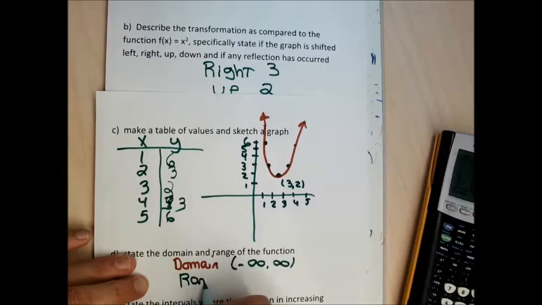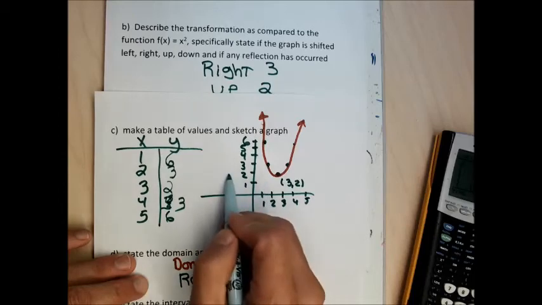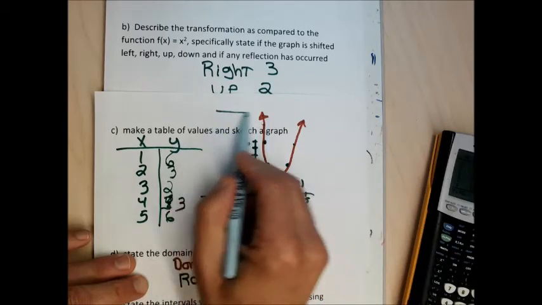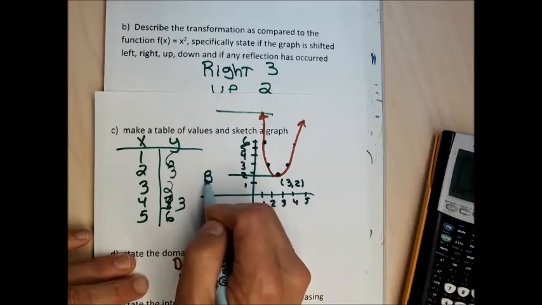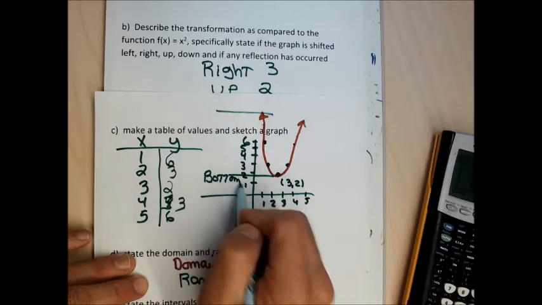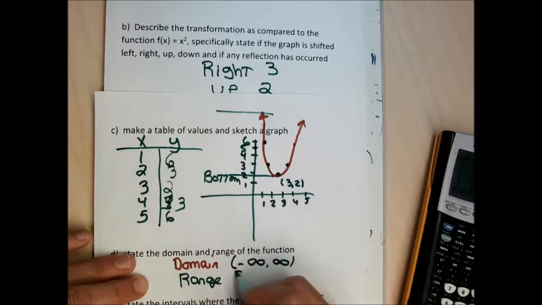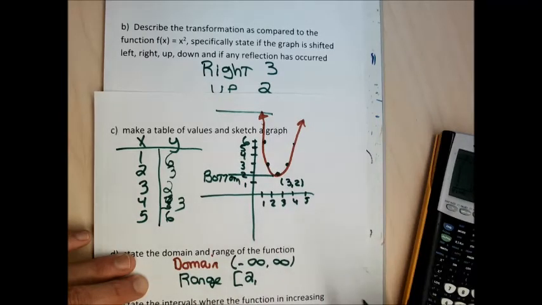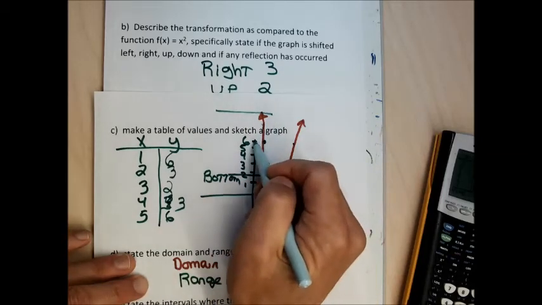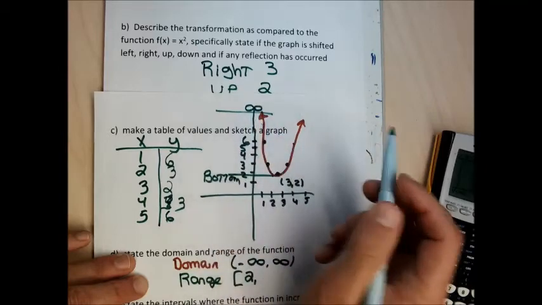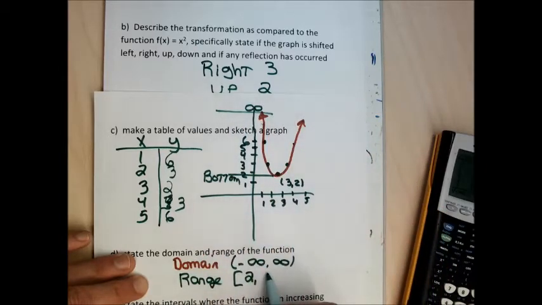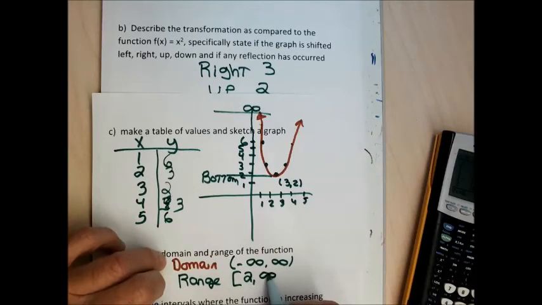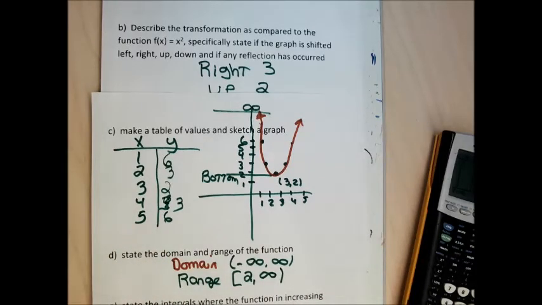For the range, for this graph, I need to find the bottom y and the top y. The bottom y is the y-coordinate of the vertex, which is positive 2. Because that's a point on the graph, I'm going to put a positive 2 with a square bracket on my answer to the range. This graph goes up to the top of the y-axis, and the y-coordinate at the top of the y-axis is infinity. The end of my range is going to be infinity. So the answer to the range for part D of question 4, it's going to be 2 to infinity.